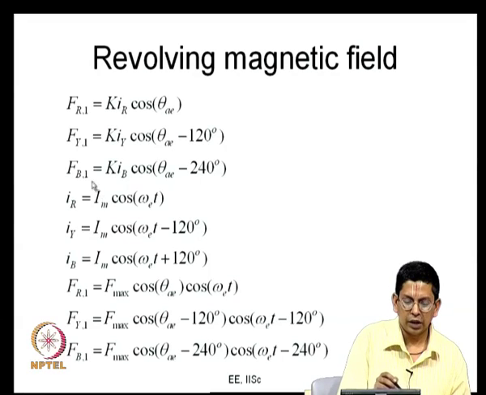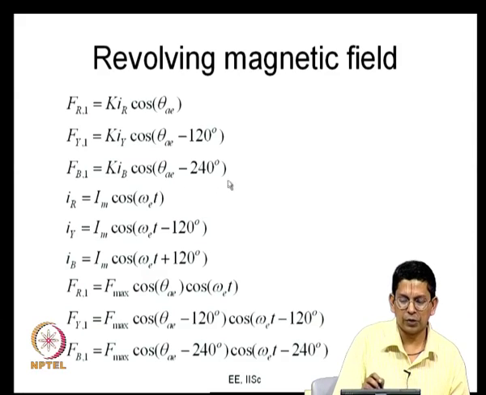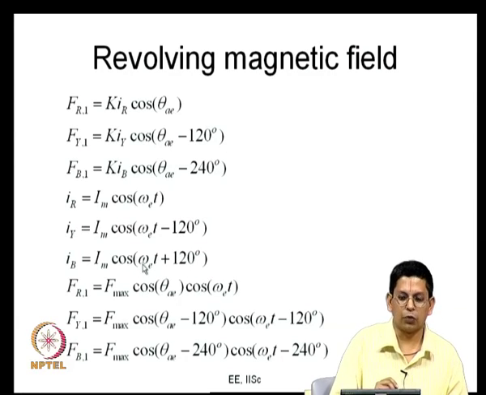So, FY1 will be proportional to cos of theta AE minus 120. Then you have the MMF at that angle produced by the B phase winding. The current flowing through the B phase winding is IB. So, FB1 is equal to K IB cos of theta AE minus 240. That is because the B phase winding is 240 degrees away from the R phase winding. And what are our IR, IY and IB? Im cos omega et, Im cos omega et minus 120, Im cos omega et plus 120, or this is also minus 240. So, these are the three phase currents that you have now.